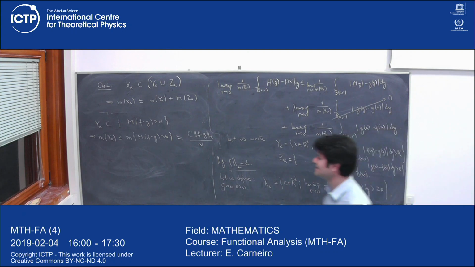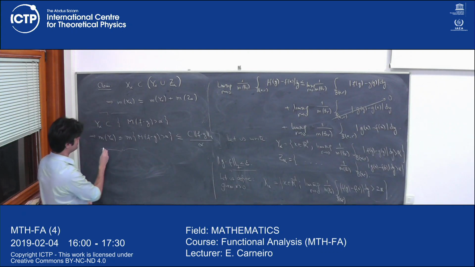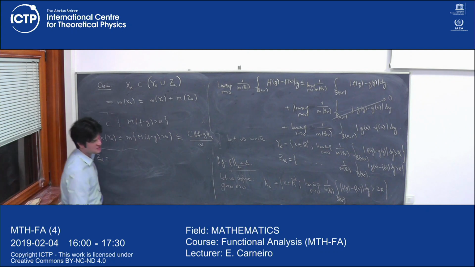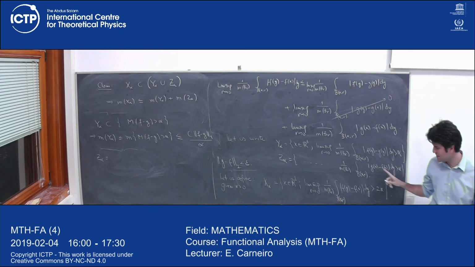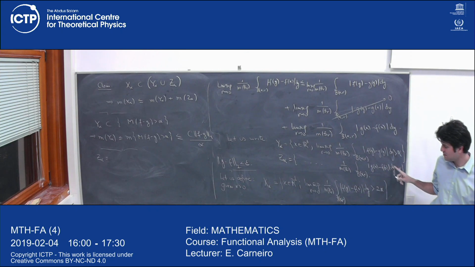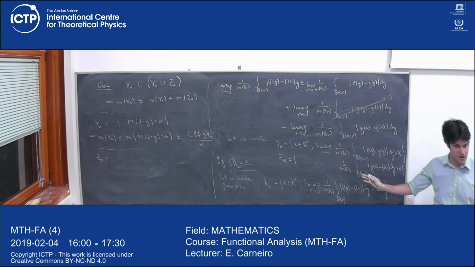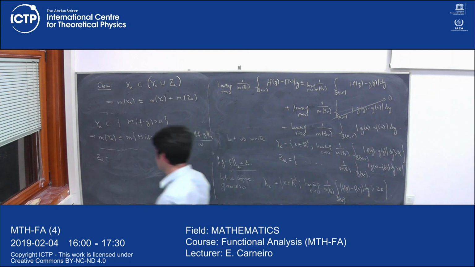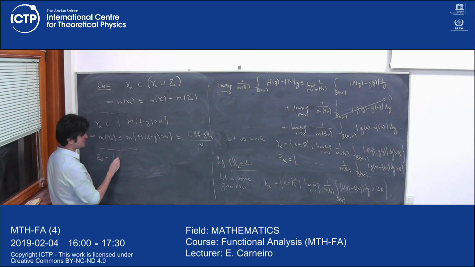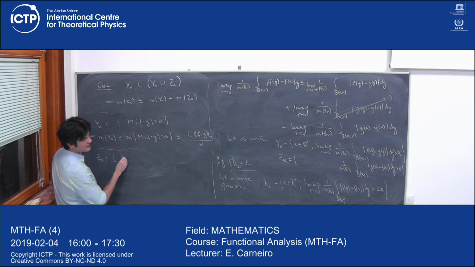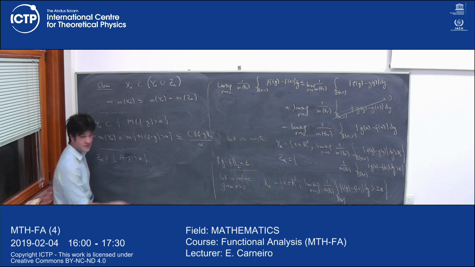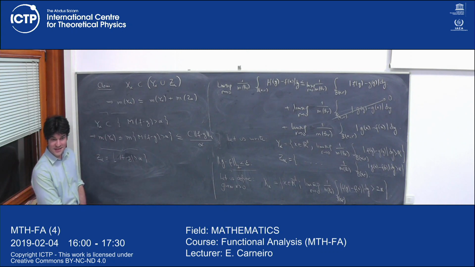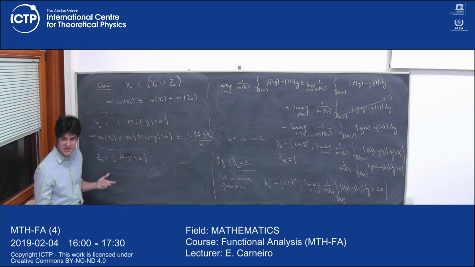This is one piece. The other piece, z alpha, I should not even have written like this. I already did something very silly here, because this integral is on y, and then x is fixed. So I'm just taking an average and dividing by the volume of the ball. So z alpha is essentially the set of points x such that f minus g at x is bigger than alpha. Okay? And f minus g is an integrable function.